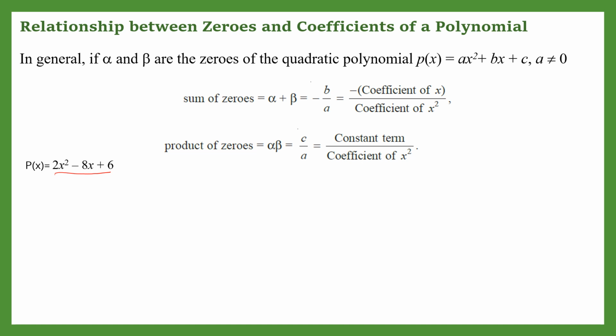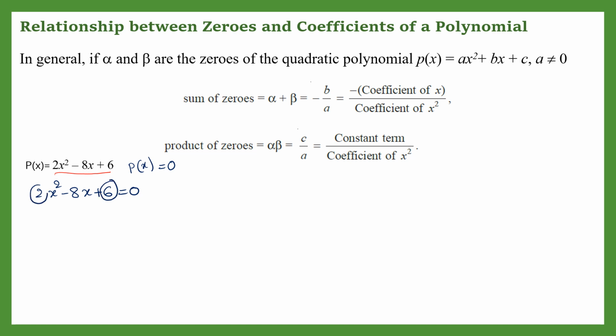To find the zeros of the polynomial, what should you do? You should make p of x equal to 0. The value of x for which p of x is equal to 0 will be the zero of the polynomial. So, let's make p of x as 0. This is a quadratic equation. How can you find the factors? By the splitting method.